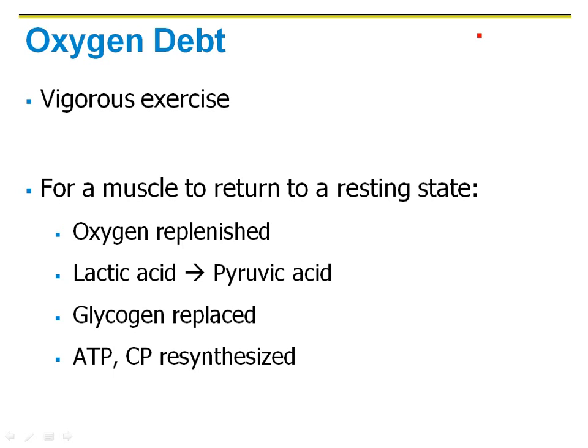So oxygen debt is what happens after vigorous exercise, and it's what happens when a muscle's trying to return to its original state and replace everything. That's when you feed it a little bit of protein to help it repair.